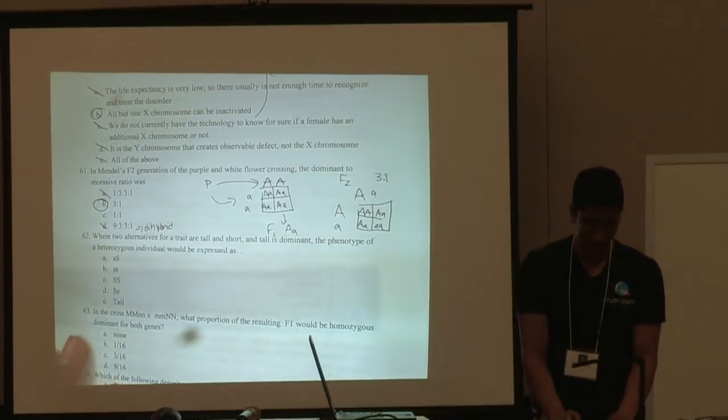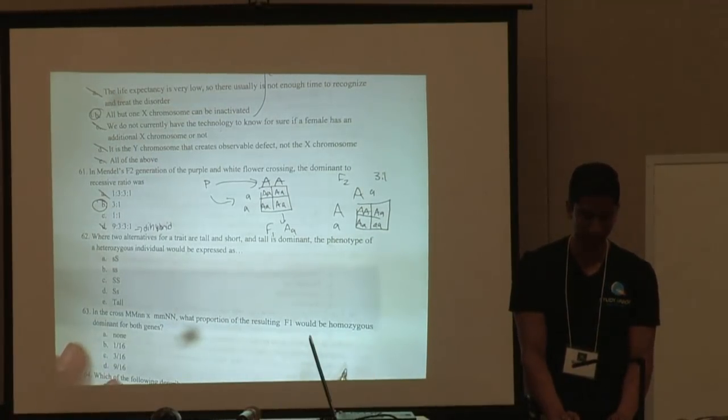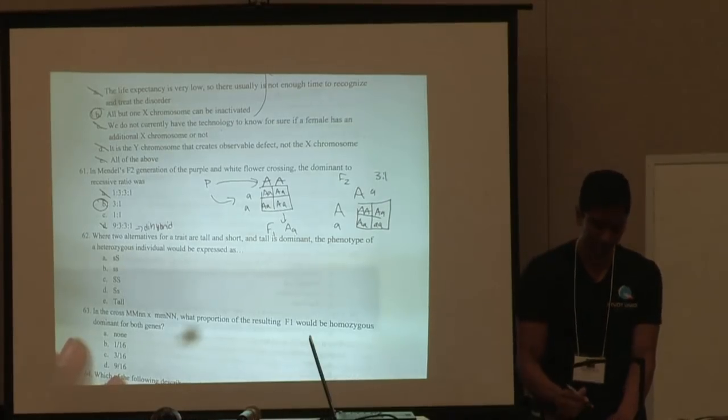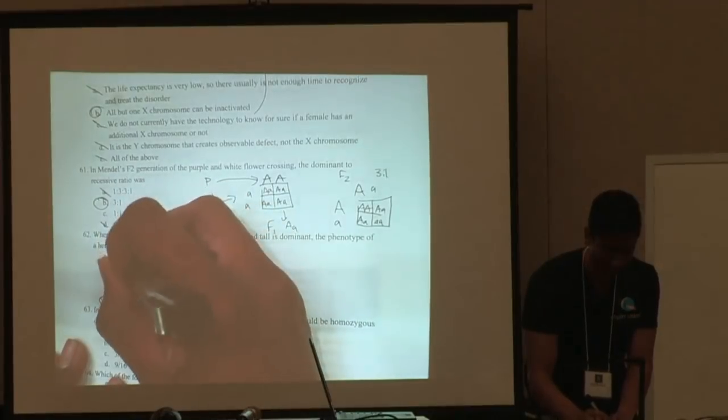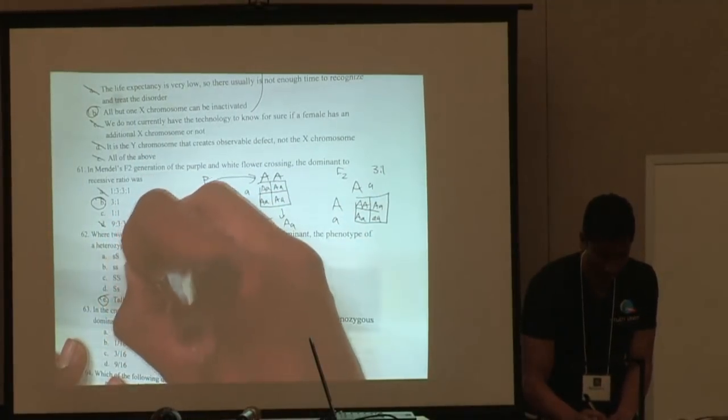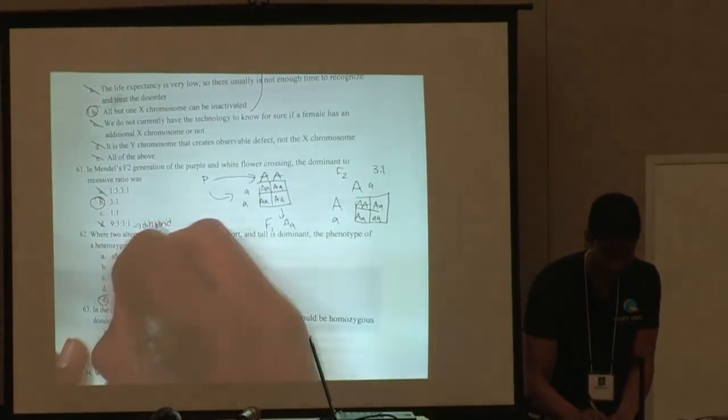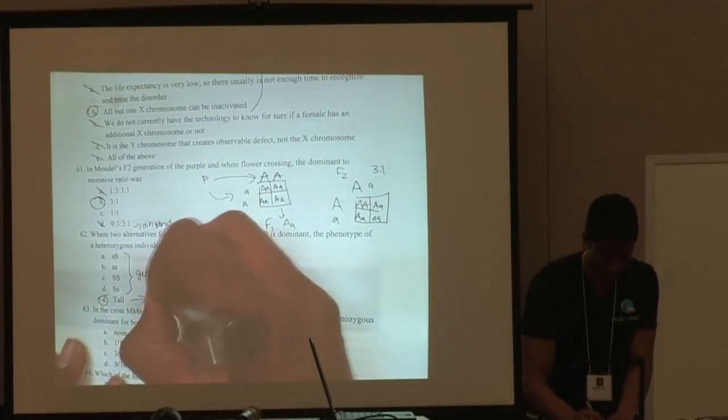All right. Where two alternatives for a trait are tall and short, and tall is dominant, the phenotype of the heterozygous individual would be expressed as E, right? What are all of these? Genotype. Good. And then this is phenotype, which is what you see.